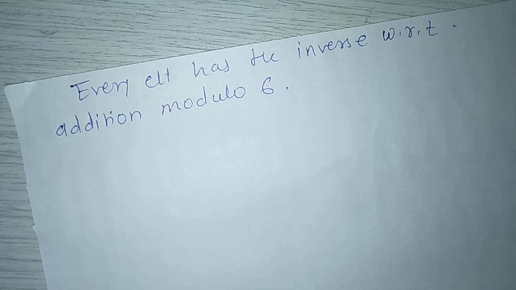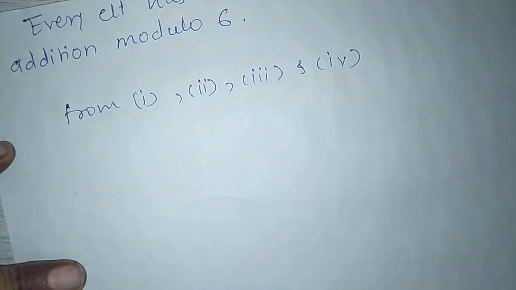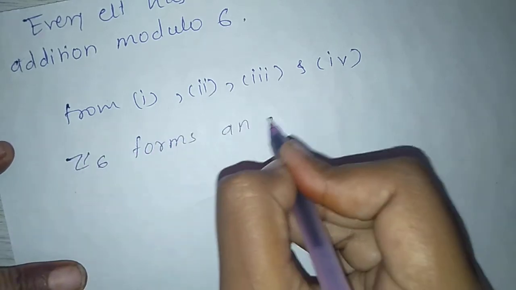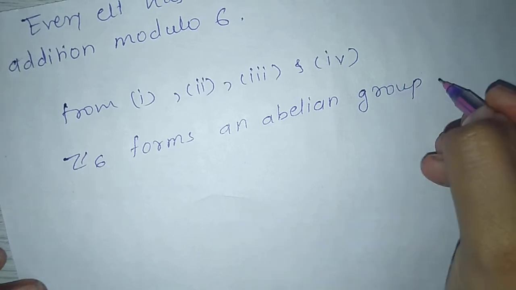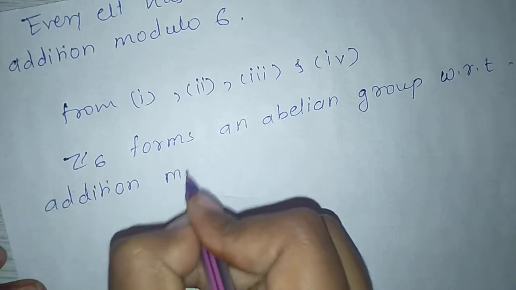Now from the first, second, third, fourth, we see that Z6 forms an abelian group with respect to addition modulo 6.